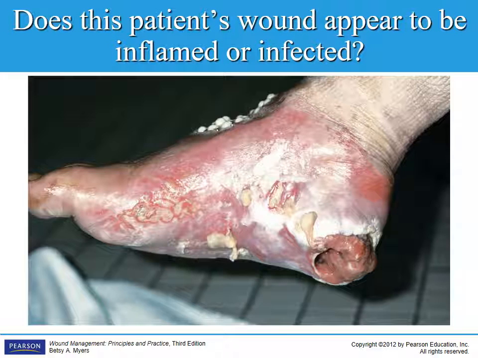Here's another example we've seen previously. Obviously, the redness, the erythema here is way larger than the wound itself. It covers the whole foot. There's a lot of swelling there. There's a lot of drainage. This is obviously an infected foot.